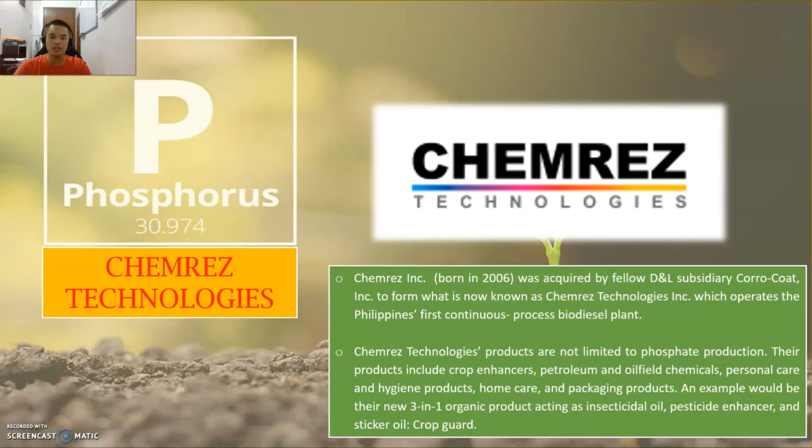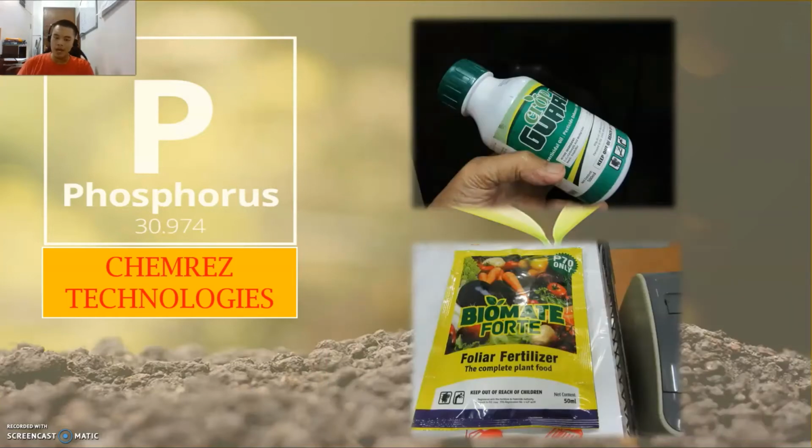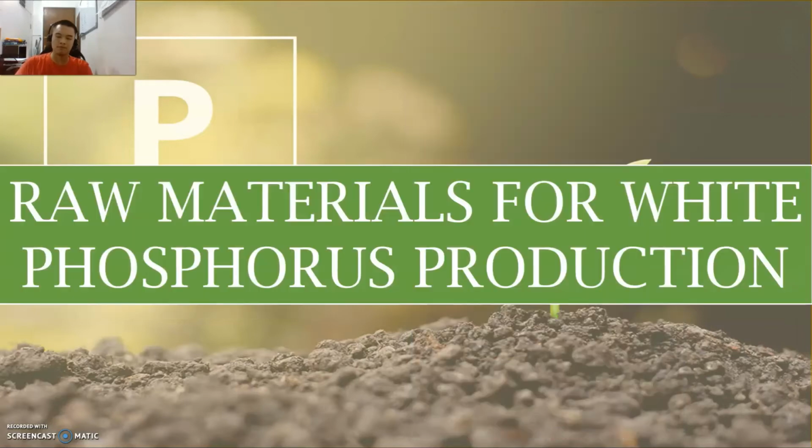An example would be their new 3-in-1 organic product acting as insecticidal oil, pesticide enhancer, and sticker oil, also known as the Crop Guard. And these are their sample products, one of which is the Crop Guard as mentioned earlier, and the foliar fertilizer, the complete plant food that also has different ratios pertaining to the farmers' different farming needs or their specific crops.